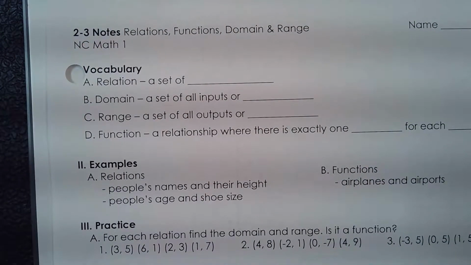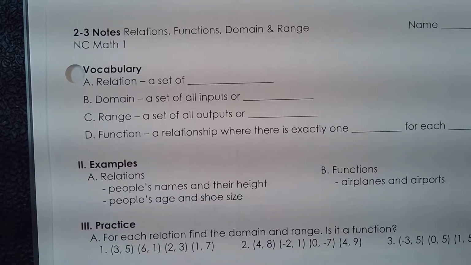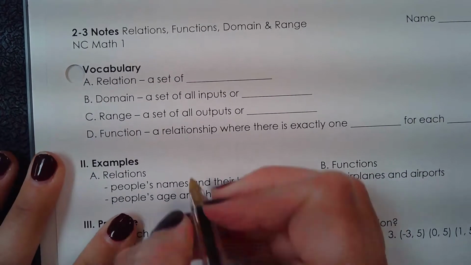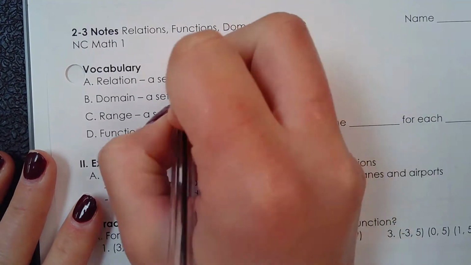Right, so today we're talking about relations and functions, which are a special kind of relation, domain and range. So a relation is a set of x and y values, or a set of ordered pairs. We'll say ordered pairs.